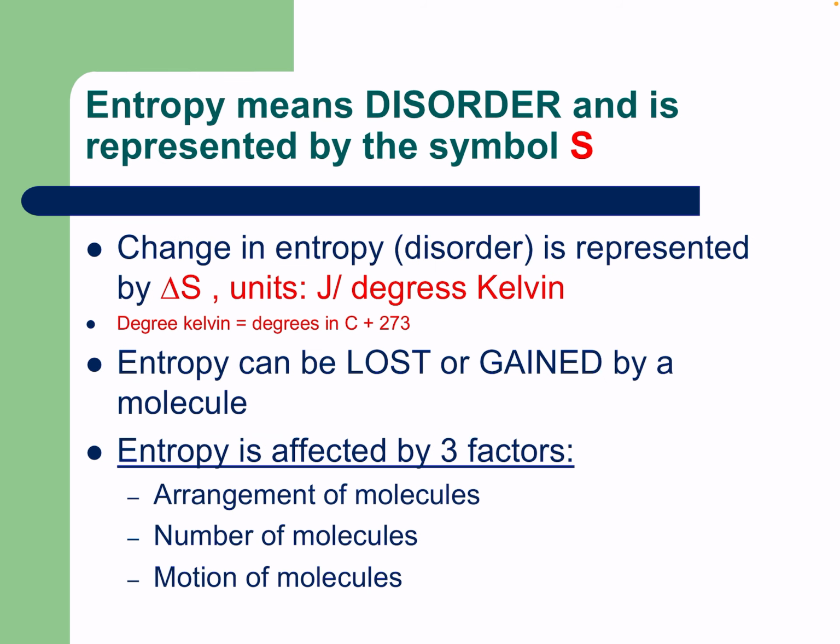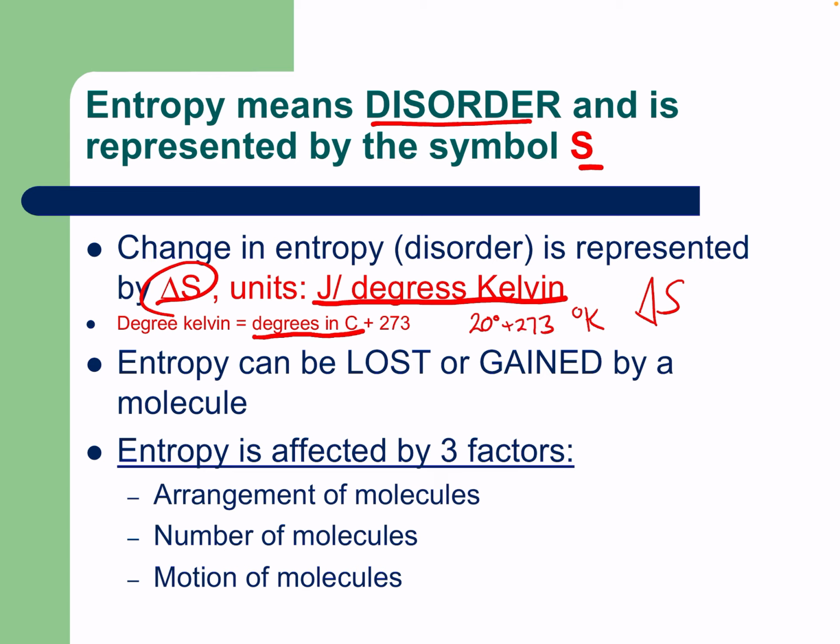So entropy means disorder and is represented by the symbol S. Again we see the delta symbol, change of S. Change in entropy is represented by this symbol, and the units are joules per degree Kelvin. Degrees Kelvin, if you haven't heard of it, can be converted from degrees Celsius by adding 273. For example, if it's 20 degrees outside, to get degrees Kelvin we would add 273. This is just a quick conversion.